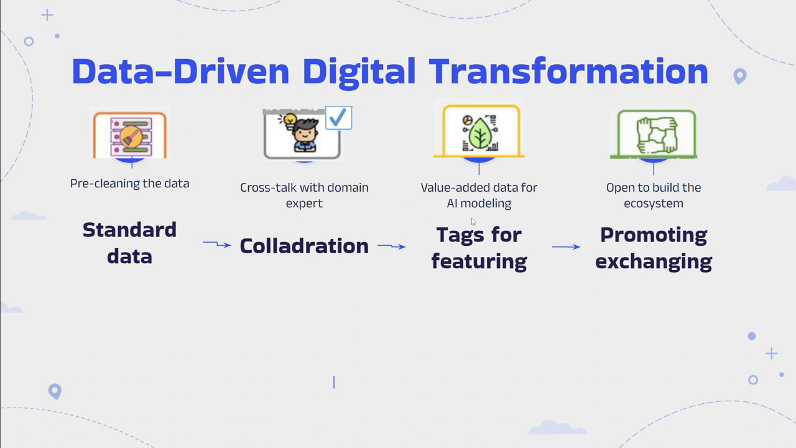through the Agdaddy platform. So we have four functions. One is pre-cleaning the data. The second is that the members in our alliance can cross-talk with domain experts by collaboration. Sorry, it's a typo: collaboration process. And with the tagging process, the experts can share their knowledge through the tagging. Then this knowledge can help the AI development teams train the AI model for image recognition.